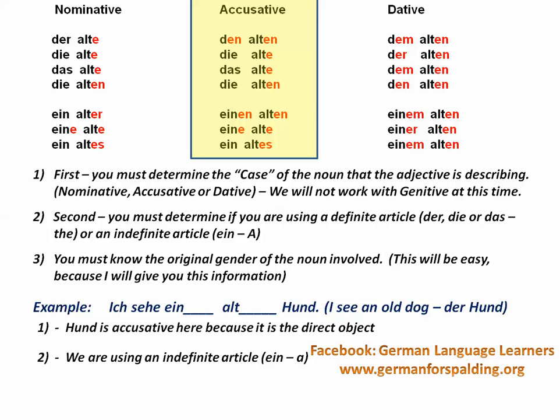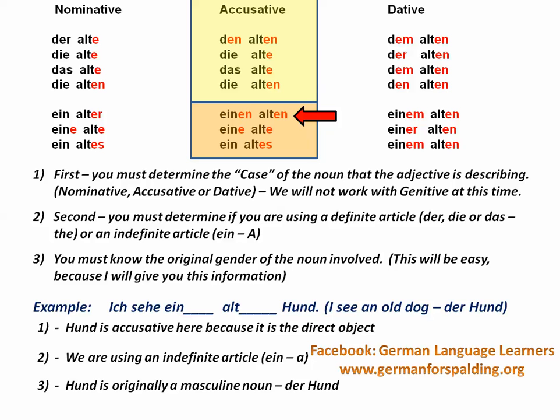The second question I ask myself is, are we using a definite article or an indefinite article? In this case, we're using an indefinite article, ein. So this tells me that my answer has to be in this last section of the chart. And then the final question is, what is dog? Is it masculine, feminine, or neuter? Originally, dog is der Hund. So this tells me that my answer is going to be einen alten, so I just fill in the endings. Ich sehe einen alten Hund.